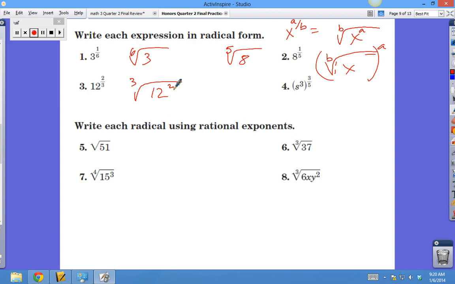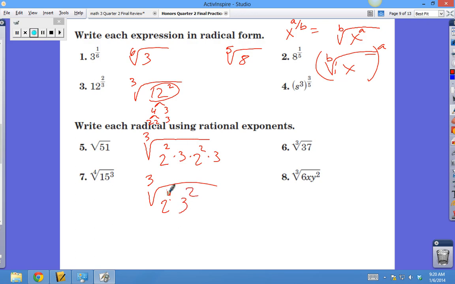Okay, now hold on. This one, 12 is kind of a big number. I got two 12s. So look at this. 12 is going to be a 4 and a 3. That's going to be a 2 and a 2 and a 3. So if I rewrite 12, it's going to be 2 squared times 3. But I have two 12s, so that's going to be 2 squared times 3. So it's really going to be the cube root of 2 to the 4th times 3 squared.